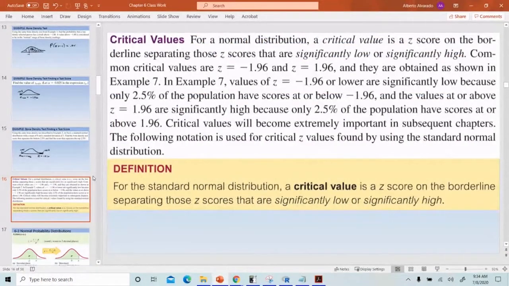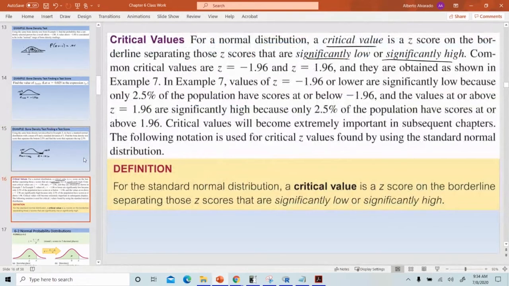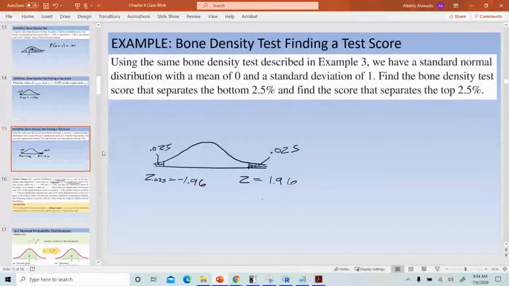Those z-scores we just calculated, so for a normal distribution, a critical value is a z-score on the borderline separating those z-scores that are significantly low and significantly high, which is a little bit different, right, from what we've talked about. Although before we talked about significantly low and high as 2 standard deviations above or below the mean, or in other words, a z-score of -2 or 2. But this one's telling us 1.96. Which the 2 still holds, right? Because if you're 2 and beyond, you're still beyond this. So nothing is broken by this new rule here.